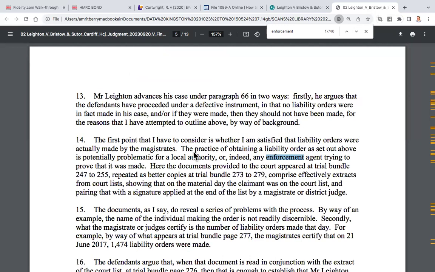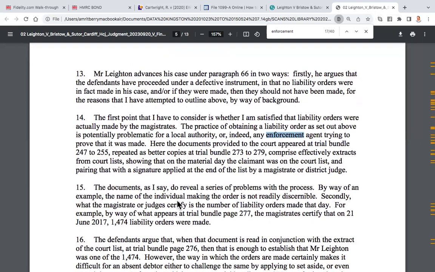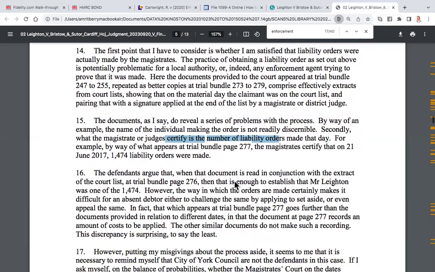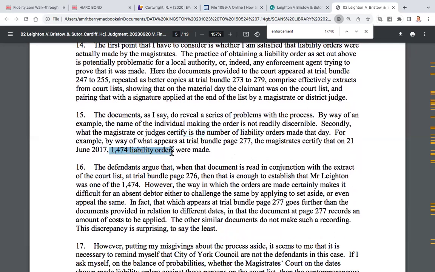Whether he's satisfied with that, whether the liability orders were made by the magistrate. So now he says that the documents show a series of problems with that process. The individual orders were not readily discernible, the name of the individual making the order. So if the judge is saying he can't make it out, sometimes they just put a scribble. There has to be a name of an individual making the order. So they've only certified the number of liability orders made that day and not individually dealt with each case.